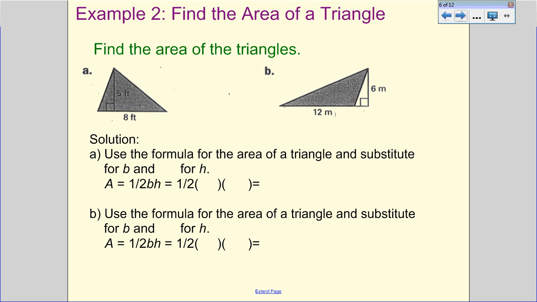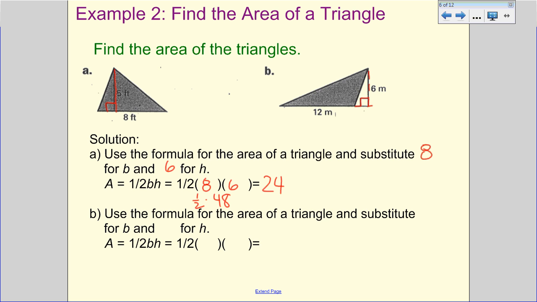Now what we need to do is find area of triangles that aren't right triangles. So if we notice now, this height is inside the triangle because there's our 90-degree angle. This height, I often see them shown with dashed lines, is outside, but there's our 90-degree angle. So for A, we're going to substitute 8 for B and 6 for H. So we have 1/2, 8 times 6. 8 times 6 is 48, and 1/2 of 48 is 24.